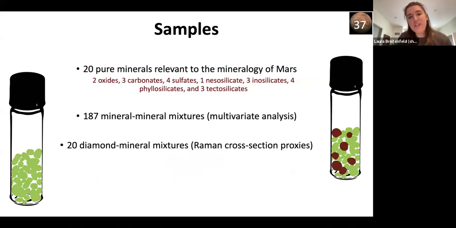So let me go into these samples a little bit further. We have 20 pure mineral samples in this study relevant to Mars. This includes 2 oxides, 3 carbonates, 4 sulfates, a nesosilicate, inosilicates, phyllosilicates, and tectosilicates. From these 20 pure minerals, we made 187 mineral-mineral mixtures. And these 187 mineral mixtures were utilized in the multivariate analysis. Whereas we only use these 20 pure minerals to create 20 diamond-mineral mixtures used for the Raman cross-section proxy method.